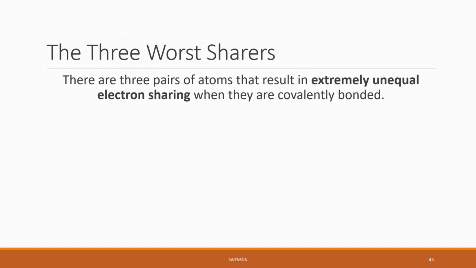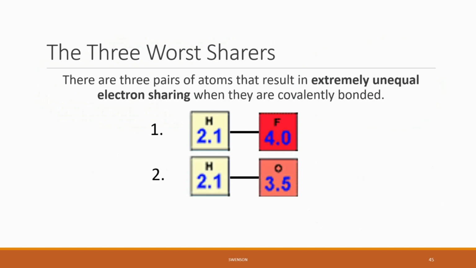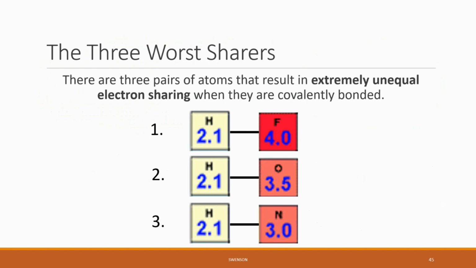So here are the three worst sharers. There are three pairs of atoms that result in extremely unequal electron sharing when they are covalently bonded. One is hydrogen fluoride. Two is hydrogen and oxygen bonds, and this will become very important soon enough. And three is hydrogen and nitrogen bonds.